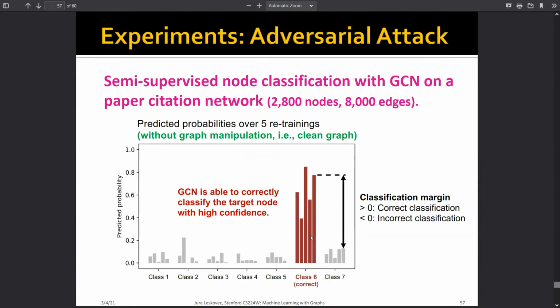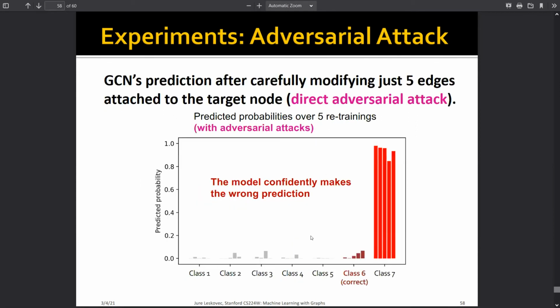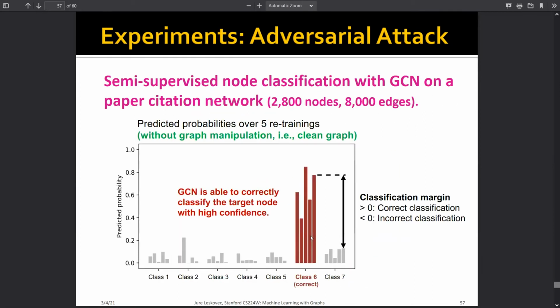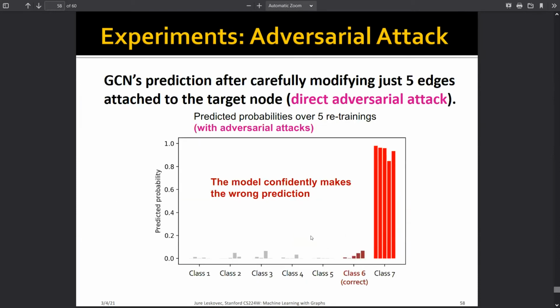What does it say? Semi-supervised node classification, GCN on a paper citation network. Correct, incorrect. So this is like a clean graph where most of the things are in class 6. Oh no, wait, class 6, correct. This is prior to the adversarial attacks, right? And this is after the adversarial attacks. Almost everything goes to class 7.